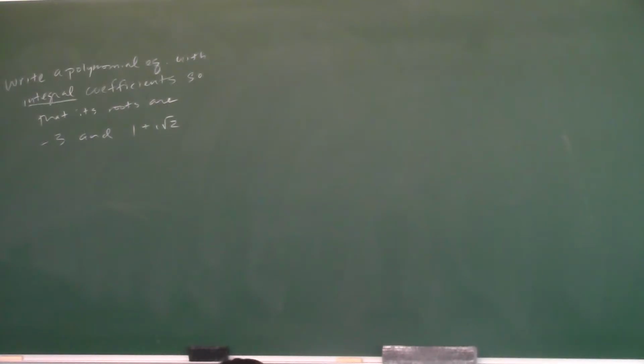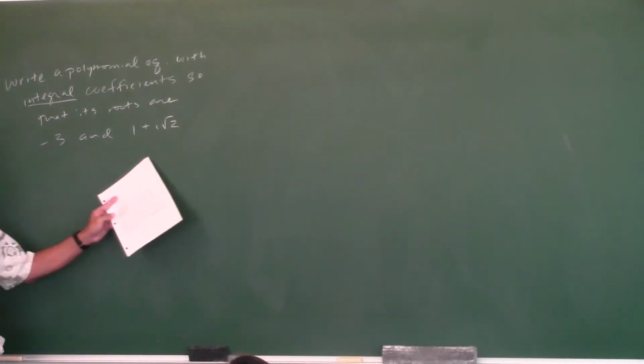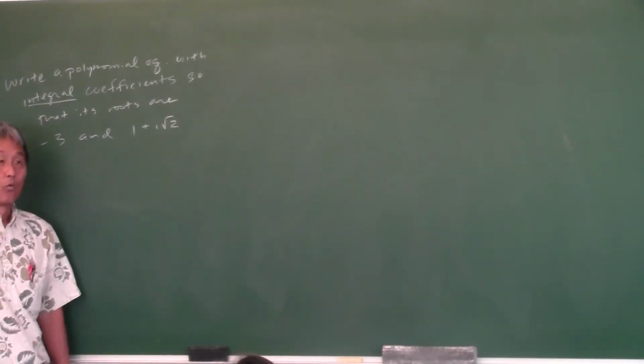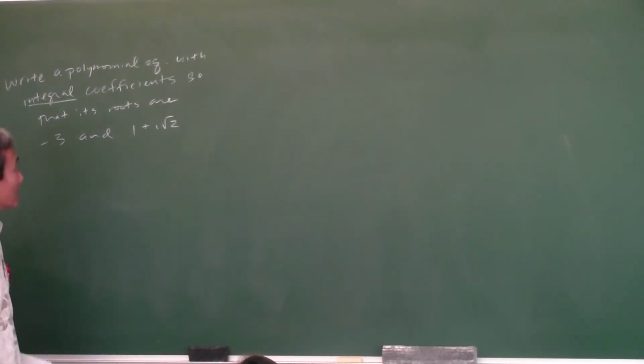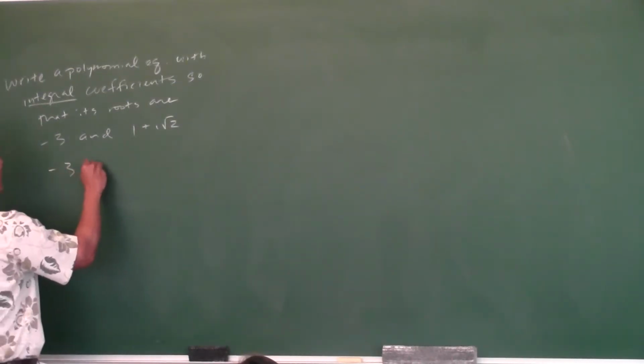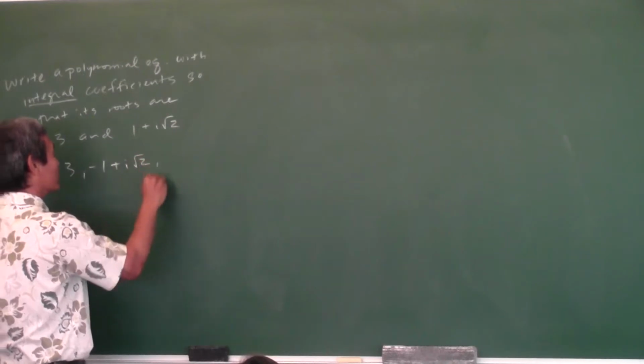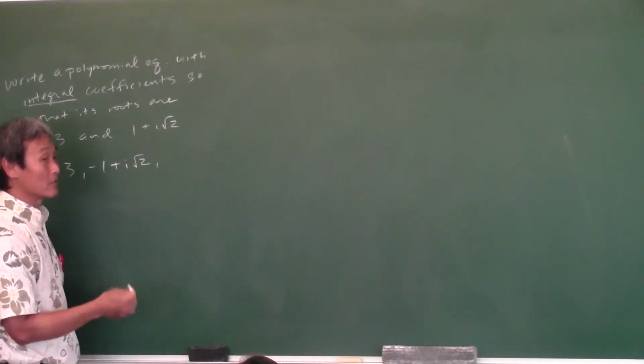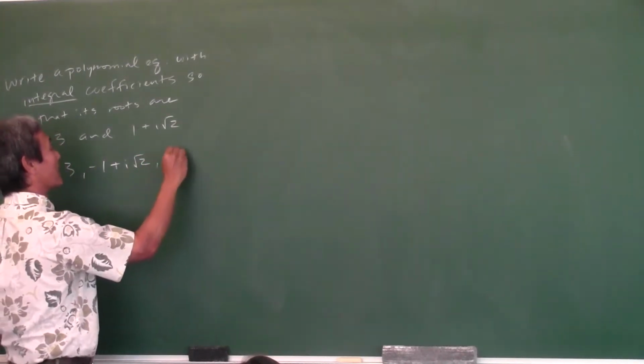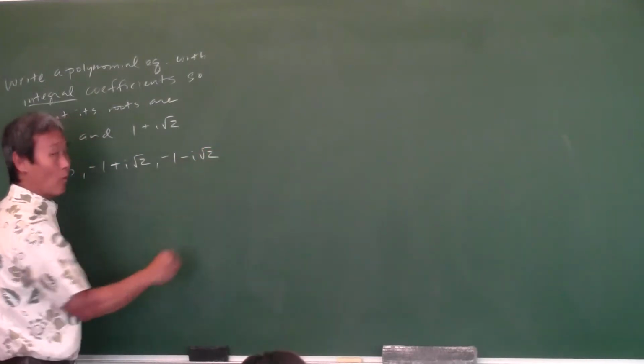Didn't you guys do something like this last year? Yeah, because I saw your quiz, Mr. Buba showed me. So tell me, what is the degree of this polynomial going to be? It's going to be degree 3. Why? How come it's not 2, but Mr. Park, you only see 2 roots? What did we learn last year? If 1 plus i root 2 is a root, what else also has to be a root? 1 minus i root 2. Why?